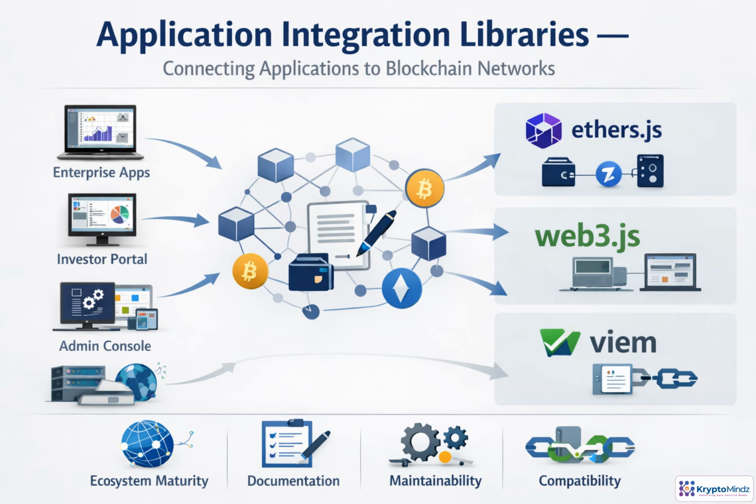Integration libraries are the bridge between business software and blockchain networks. They let portals and backend services read state, send transactions, and call smart contracts without hand-building every protocol detail. For Ethereum-style chains, Ethers.js is mature and wallet-friendly. Web3.js remains common in legacy systems, and viem offers a modern TypeScript-first approach. Selection should consider documentation, ecosystem adoption, maintainability, type safety, and chain compatibility. Non-EVM networks usually require different SDKs.